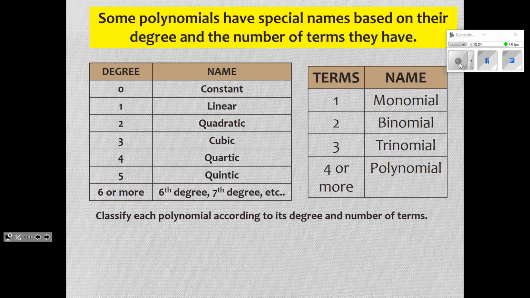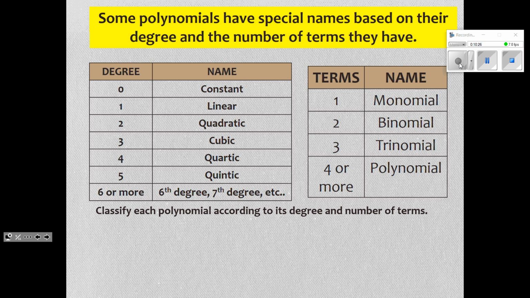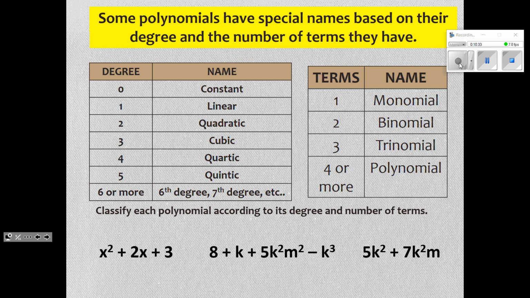Now, how does this all get put together? We're going to classify or name each polynomial according to its degree and the number of terms. So first, let's look at the degree of each term. The degree of this term is 2. The degree of this term is 1. The degree of this term is 0. So the highest degree is 2. So we look up here. The highest degree is 2, so we're going to call it a quadratic. We count the number of terms. There are 3. So it is a quadratic trinomial.